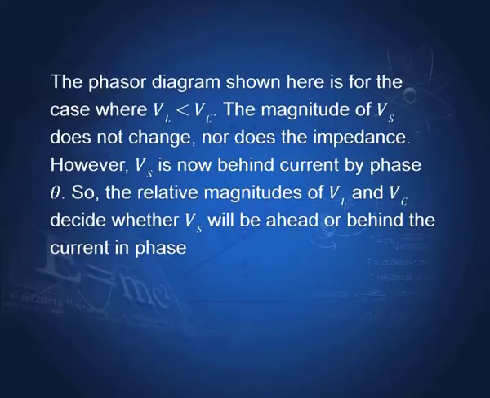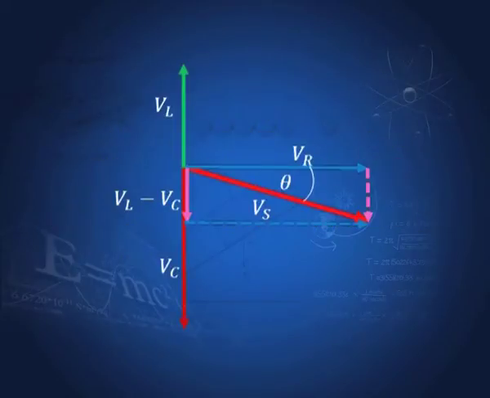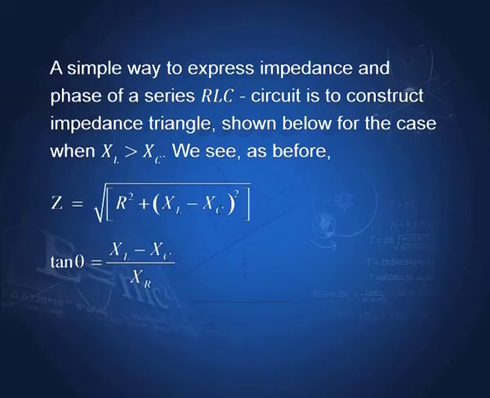If VL is less than VC, then you have this situation. Then this quantity is VC minus VL, and the resulting voltage now lags behind the current by an angle theta. And tan theta of course is the same, VL minus VC or VC minus VL by Vs, and tan theta is XL minus XC by R.